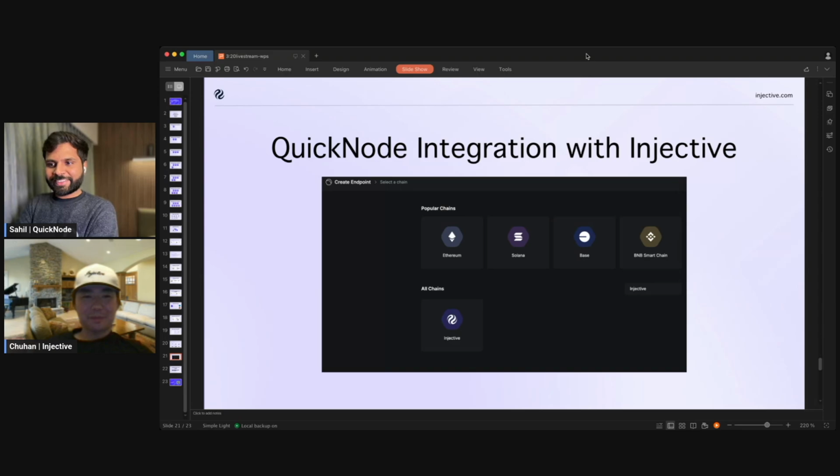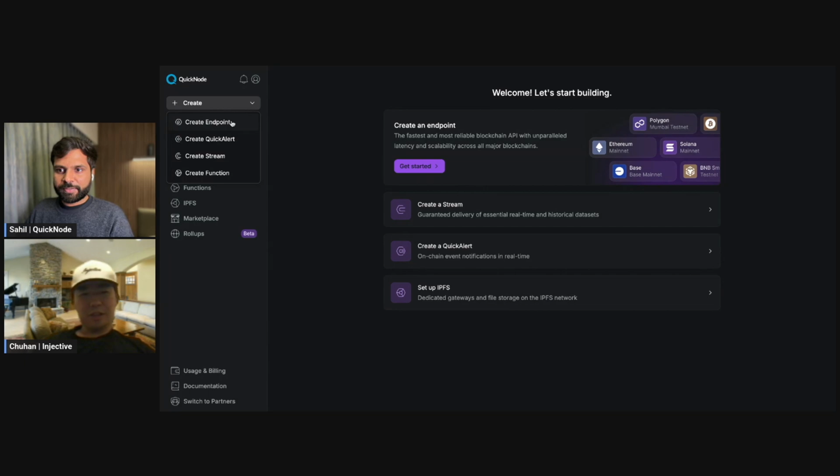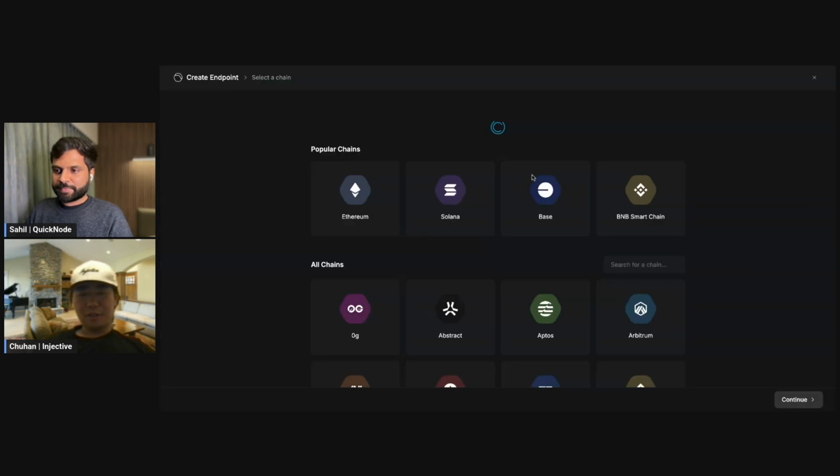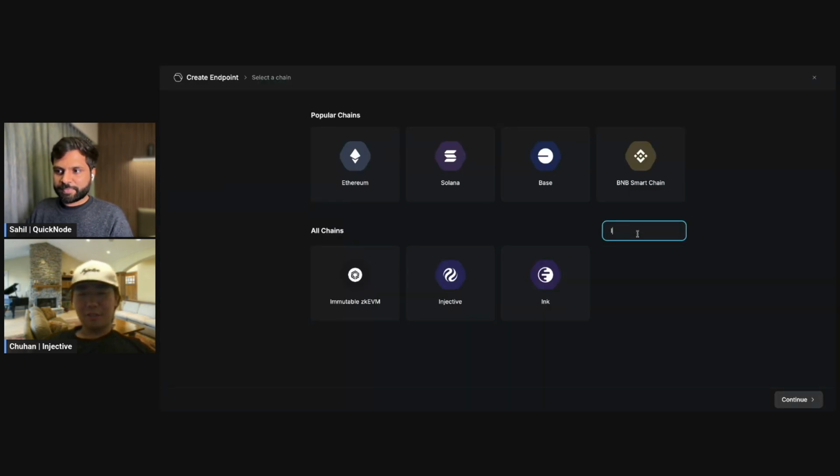Yes. Let's go into our final part. I want to do a QuickNode integration demo right now. Maybe take a few minutes, because I think QuickNode offers a very good infrastructure experience for developers who want to deploy their own dedicated endpoint by themselves. So let me click create endpoint. Just like I said, there's Injective.